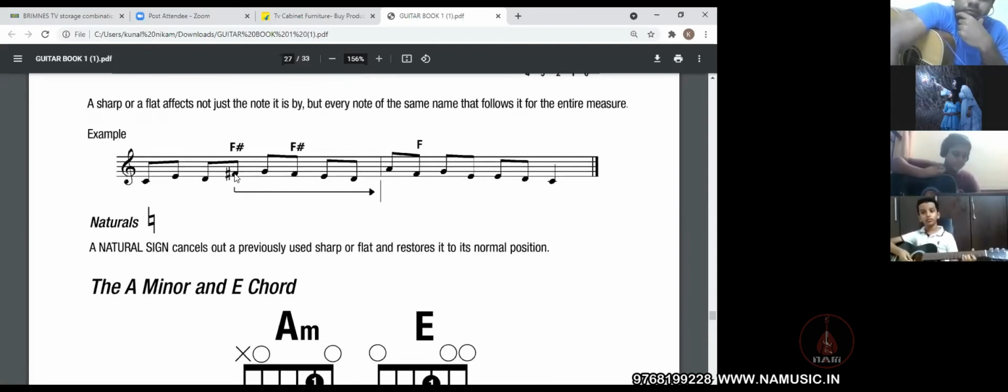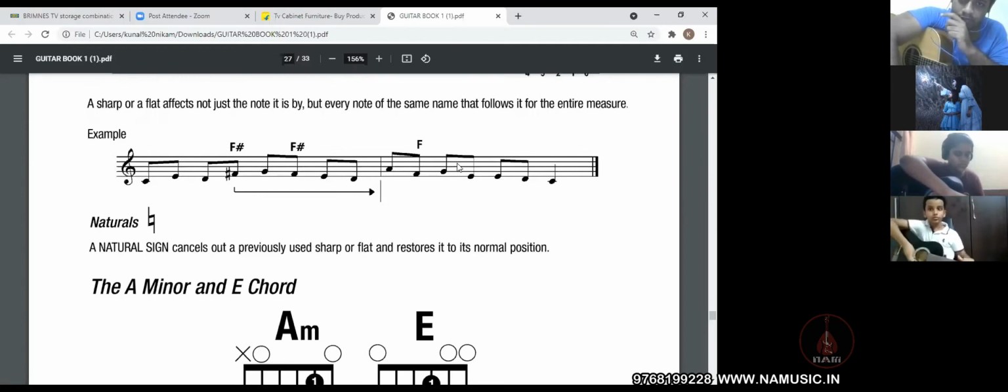Sir, see, how is that possible if the second one is written F sharp first? How is it not showing F sharp there? Wait, wait, wait. I'll explain to you. For that particular measure, if you're going out of this measure and you see an F note anywhere, you don't have to play the F sharp. I'm talking about that particular measure. If it's in that measure, getting it?